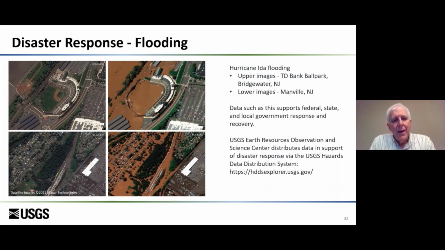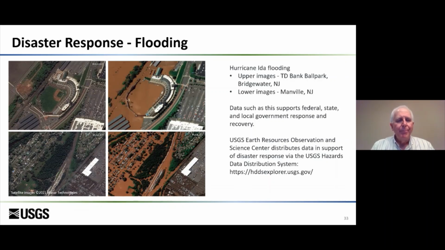An example from a hurricane: this was the impact of Hurricane Ida that devastated, began in Louisiana, came up and drenched parts of New Jersey and New York. You see before and after images here. The upper two images are TD Bank Ballpark in Bridgewater, New Jersey, and the lower two images are Manville, New Jersey.